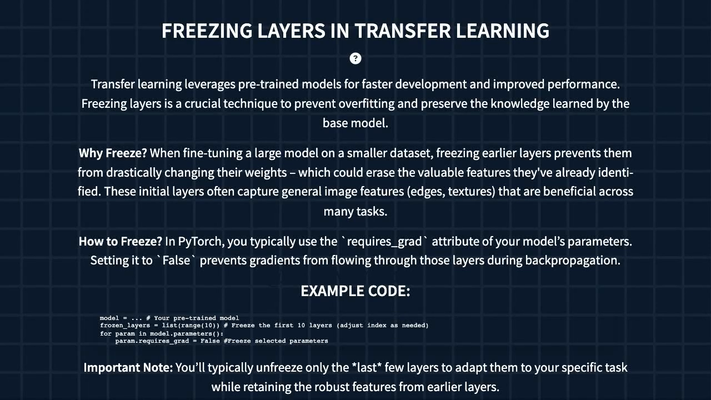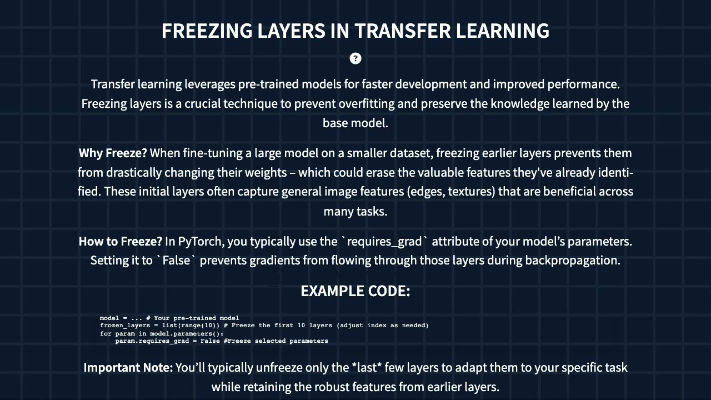Okay, let's talk about freezing layers when we're using transfer learning. Think of it like this. You've got a really smart model that's already learned a lot, maybe it was trained on millions of images. But your new dataset is smaller. If you just start tweaking everything in the big model, you risk forgetting all those valuable general features. Freezing layers helps us avoid that.